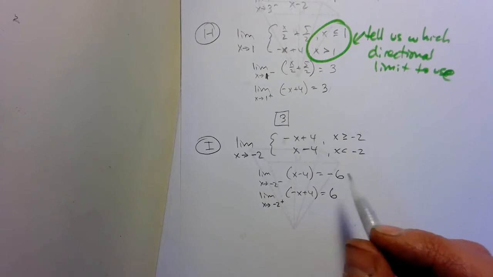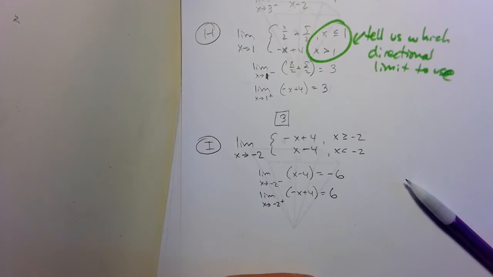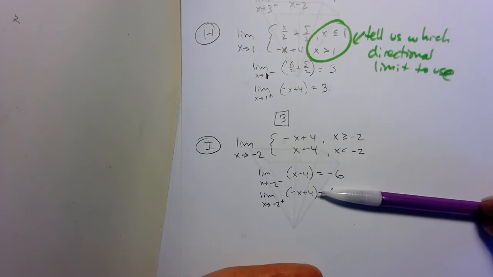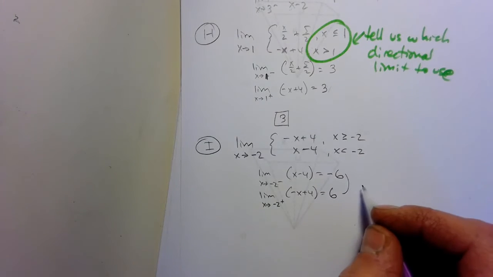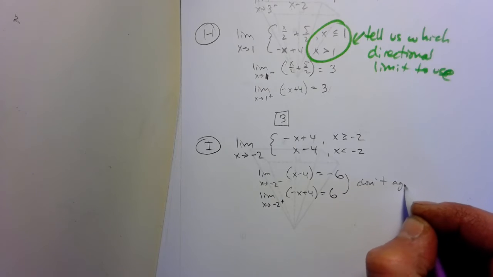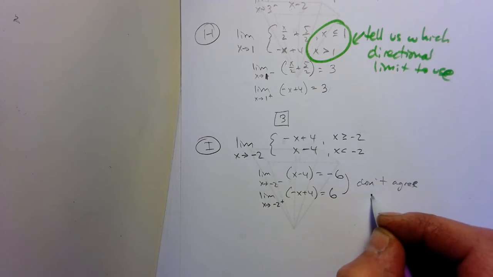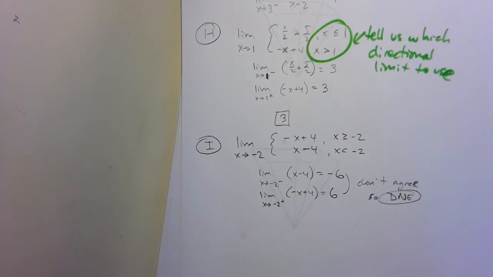So our two pieces both have a limit directionally. The left side's approaching -6, the right side's approaching 6, but those two don't match up, so our general limit does not exist. They don't agree. So we would have a DNE for this one. Does not exist. Okay, so that's the difference between those two.